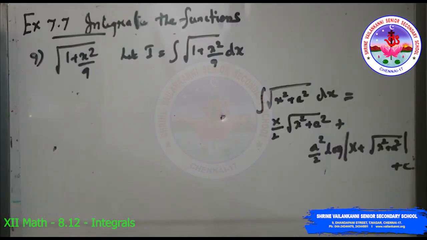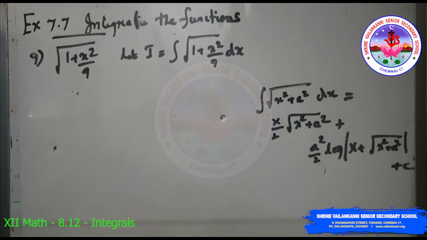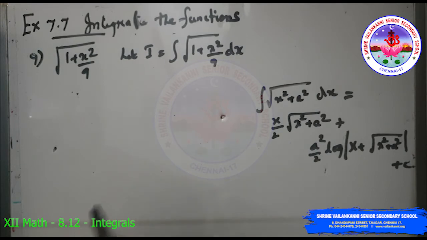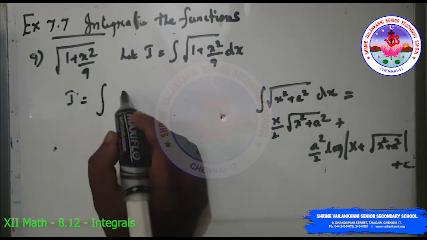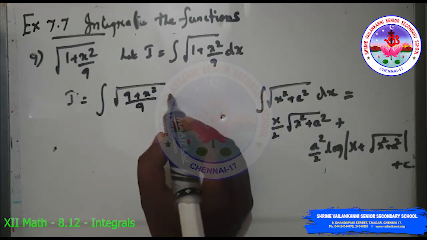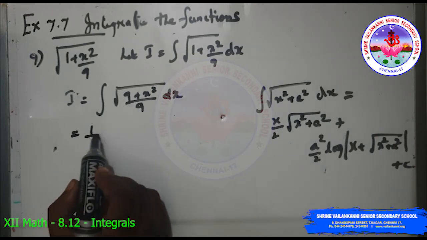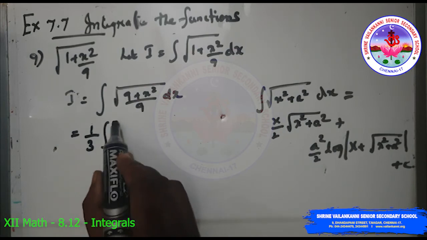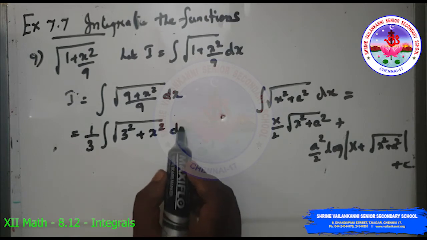Ninth question, integrate the function root of 1 plus x square by 9. So let I equal to integral of root of 1 plus x square by 9 into dx. So I am writing this as I equal to integral of root of 9 plus x square by 9 into dx. Which is equal to taking 9 from root, so it is 1 by 3 integral of root of, writing 9 as 3 square plus x square into dx.